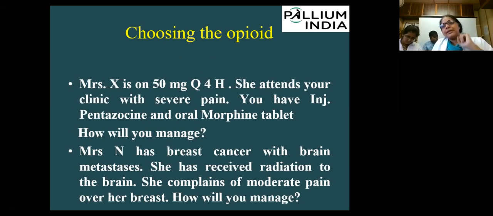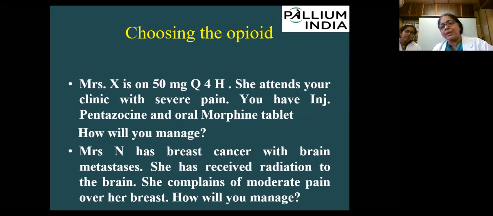So which again brings us to a point of choosing the right opioid. There are times when we do have to choose the opioid based not just on severity of pain, but because of other factors too. These are two examples that I'm giving you, which we will come towards after a few more slides. So these are the two patients we are talking about. One is Mrs. X. She is on 50 milligram morphine, which is 4th hourly. She has now come to us with severe pain. Your choices are injection pentazocine and an oral morphine tablet. So how are you going to manage?